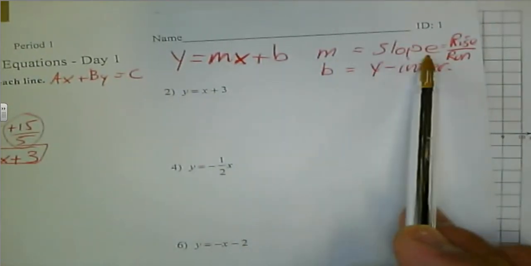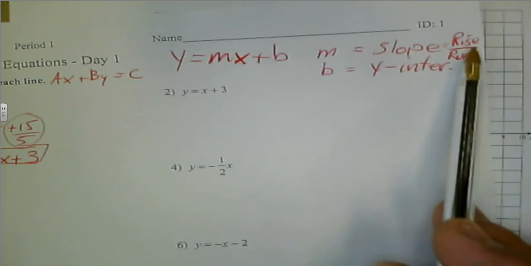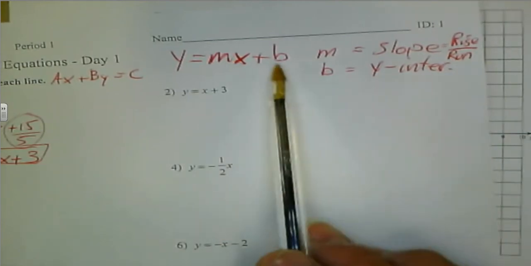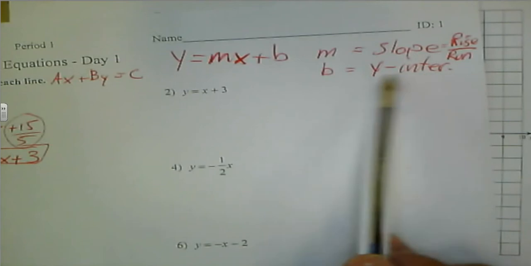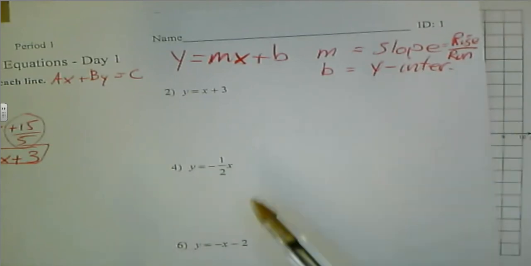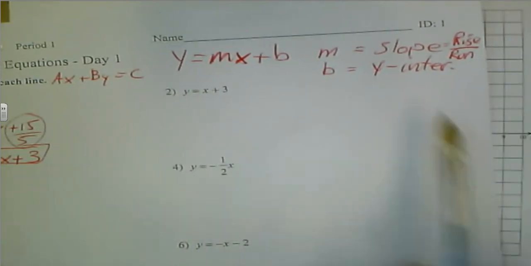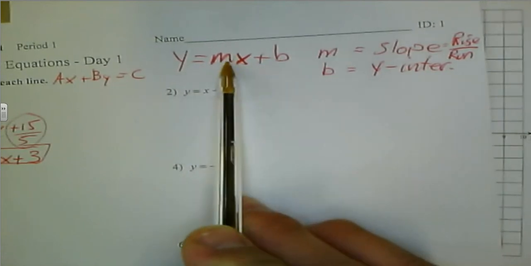The M here stands for slope, which is rise over run, and we're going to talk about rise over run right on the first dot. And the B is our y-intercept. That means that's where it crosses the y or intersects the y. That's where our first dot's going to be, and then we're going to put our second and third dot using the slope.